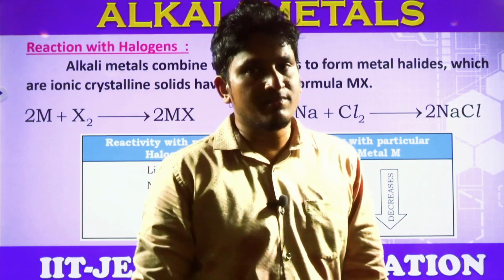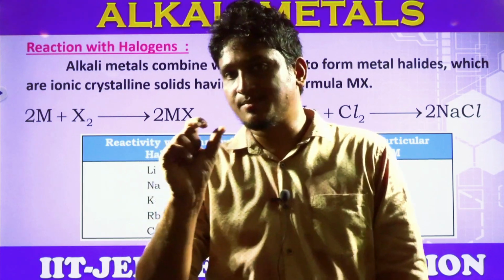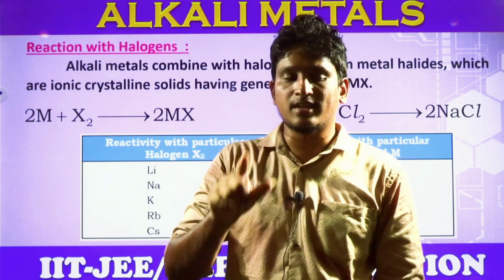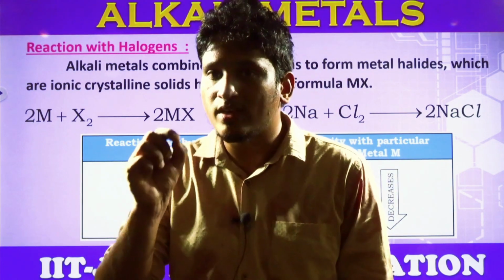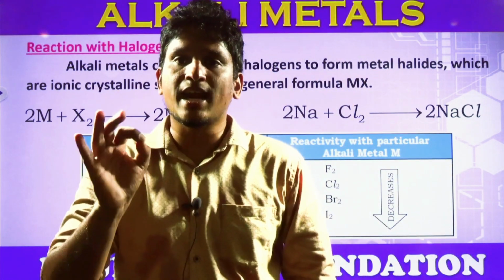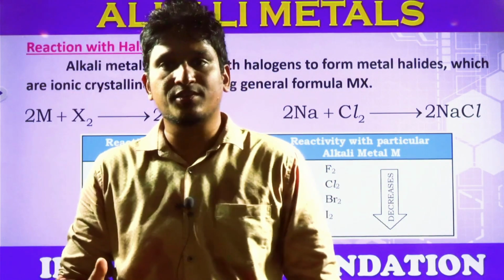Here the main thing to remember is the reactivity of alkali metals and the reactivity of halogens. Top to bottom, does reactivity increase or decrease? Many times I repeated this point in this video. Students, answer: top to bottom, does the reactivity of alkali metals increase or decrease? Reactivity means the ability to release its valence electron. So top to bottom, alkali metals' reactivity increases. Cesium can easily lose an electron, yes or no?